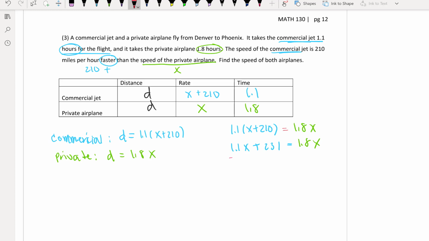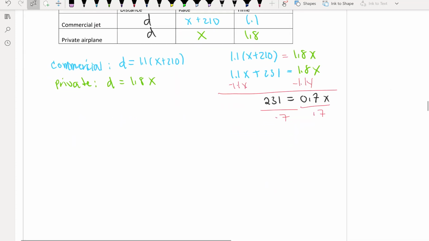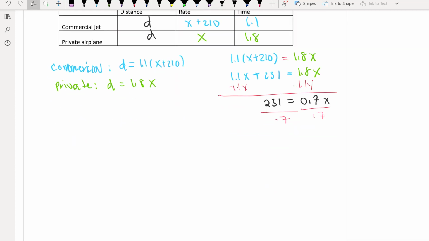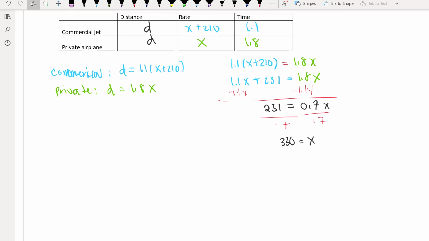So then from here, I would subtract 1.1x from both sides. So I get 231 is going to equal 0.7x. So divide by 0.7, divide by 0.7. So I'm going to have 231 divided by 0.7, so that x is equal to 330. And what did the x represent? X represented the rate of the private plane.